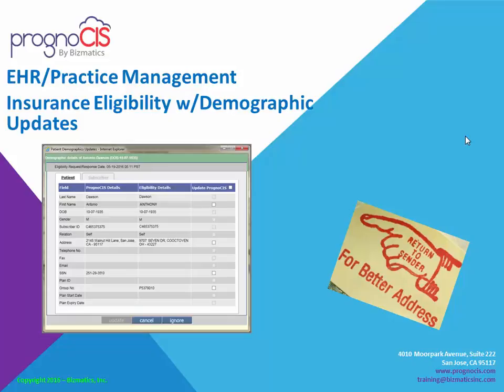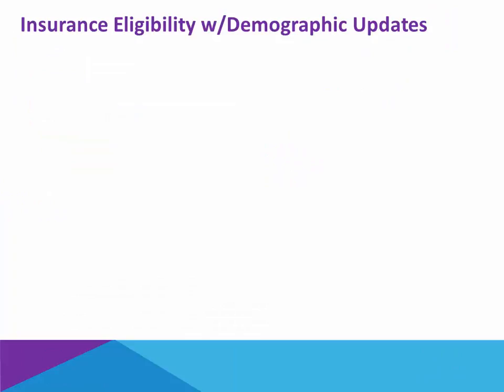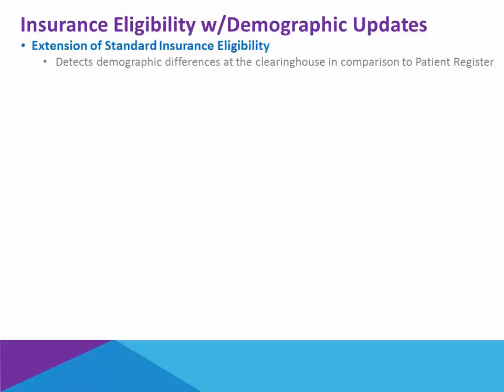EHR Practice Management, Insurance Eligibility with Demographic Updates. In our standard insurance eligibility video, we discussed the verification of a patient's benefits. In this video, we're going to discuss an extension of that program where the program actually will detect demographic differences at the clearinghouse in comparison to the values within patient register.